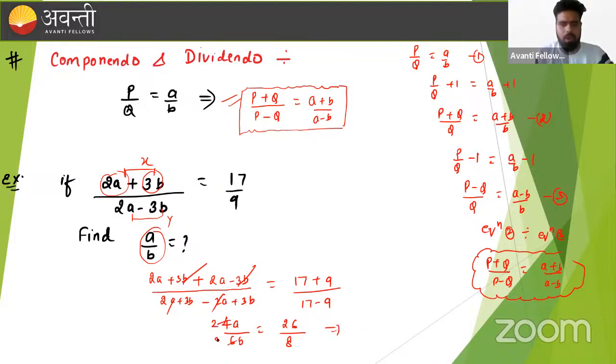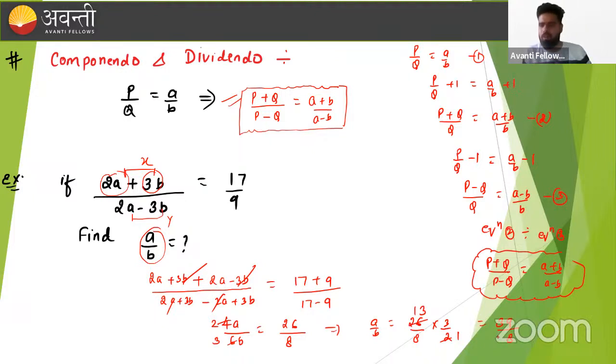If you want the value of A by B, we can say A by B is nothing but 26 upon 8 into 3 by 2. If you cancel out here, this will equal 13, and somehow this value will equal 39 upon 8. You can check the calculation.